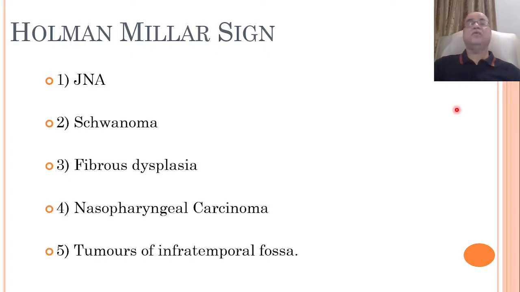This is the differential diagnosis of HOLMAN-MILLAR sign. This is not the differential diagnosis of angiofibroma, but if on radiology there is anterior bowing of the posterior wall of the maxillary sinus, it can be due to, of course, at the top of the list, juvenile nasopharyngeal angiofibroma. Then schwannoma at that particular site, fibrous dysplasia, even nasopharyngeal carcinoma can cause this, and tumors of the infratemporal fossa. So this is the differential diagnosis of HOLMAN-MILLAR sign on radiology.